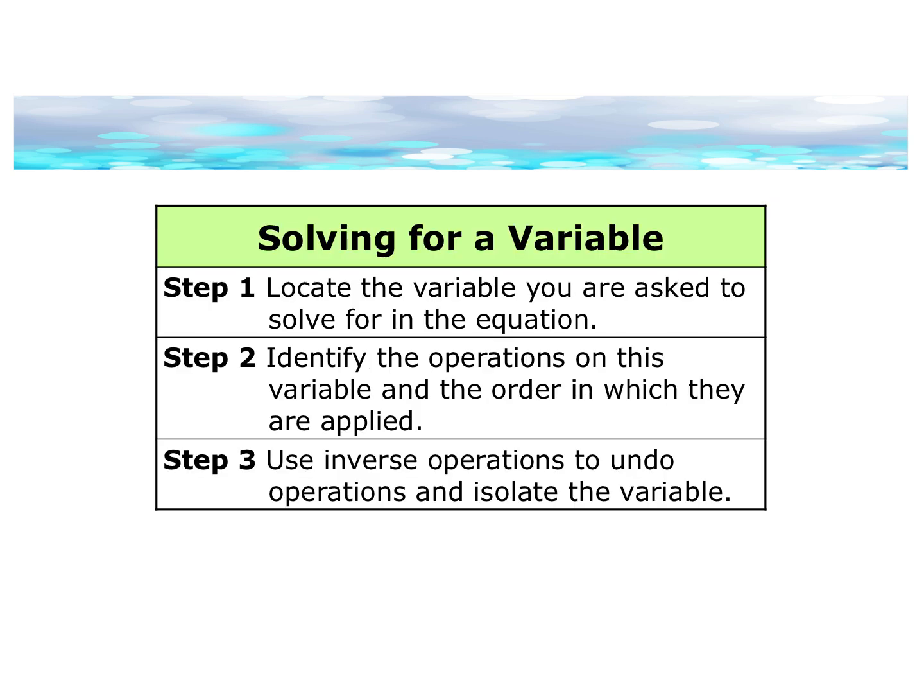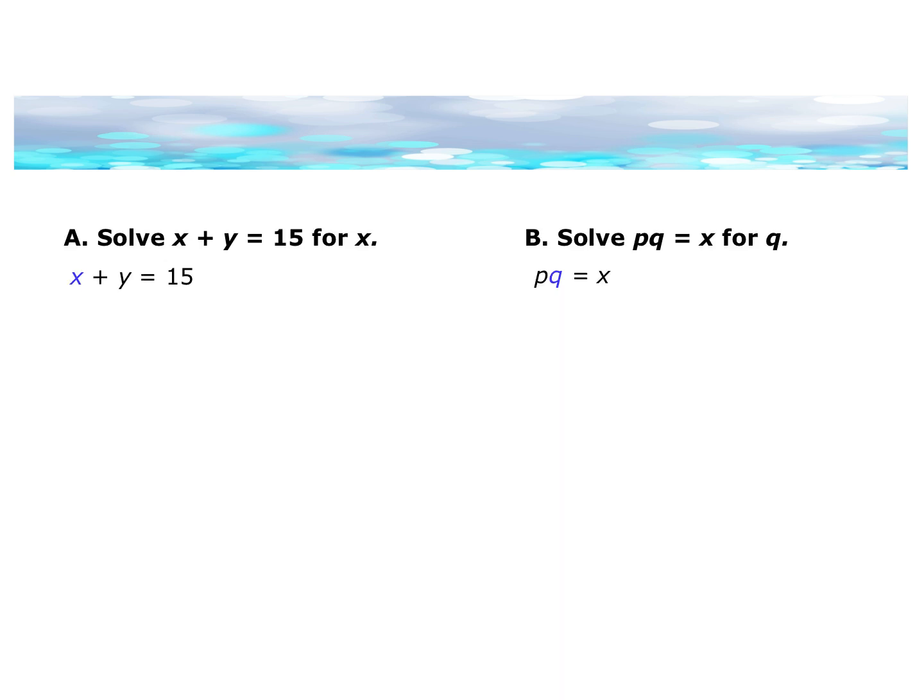All right, so that's what I just said in step form. The first step, you want to locate the variable you're asked to solve for. The second step, you want to identify the operations and the order in which they are applied. And then the third step, you want to use inverse operations to undo the operations and isolate the variable. We're going to do that in a couple of examples. The rest of these slides are just examples, so everything from here forward is us working through some problems.